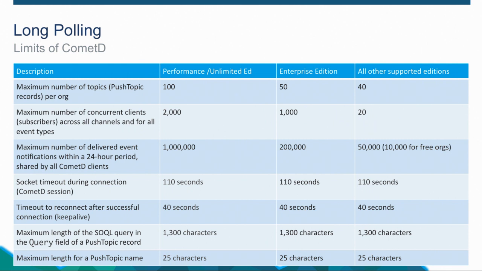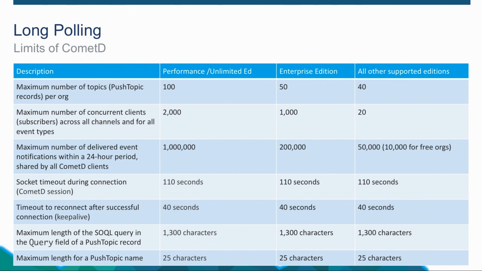It's not just a quick request and response over and over again, but it's actually like a dedicated connection to that. And you know, the downside there is there's limits, right? So I think this is the main one to be careful of. How many concurrent clients across all channels for event types. So you might even hit this 20 if you're building it in a dev org. That's pretty easy to hit.